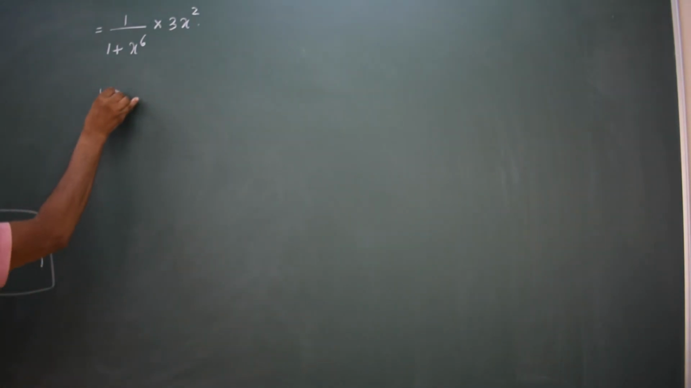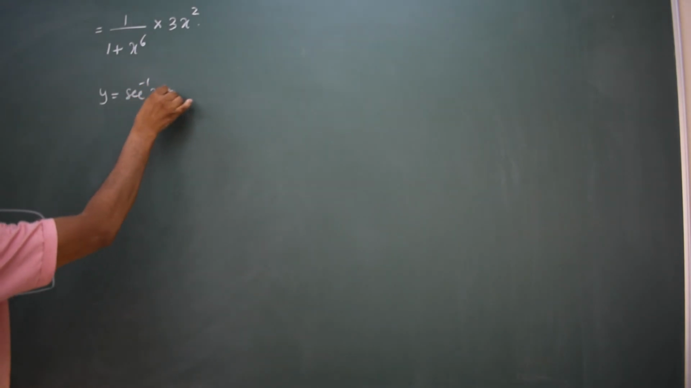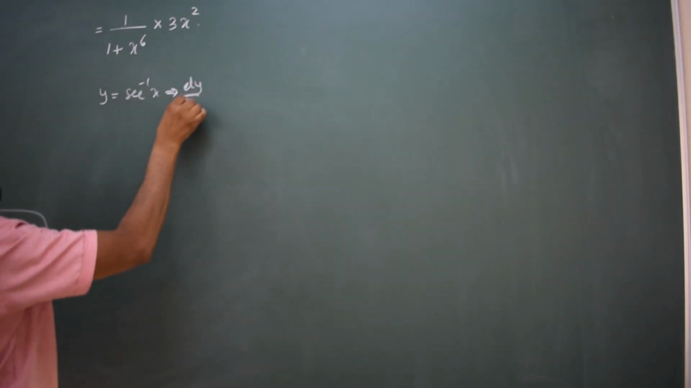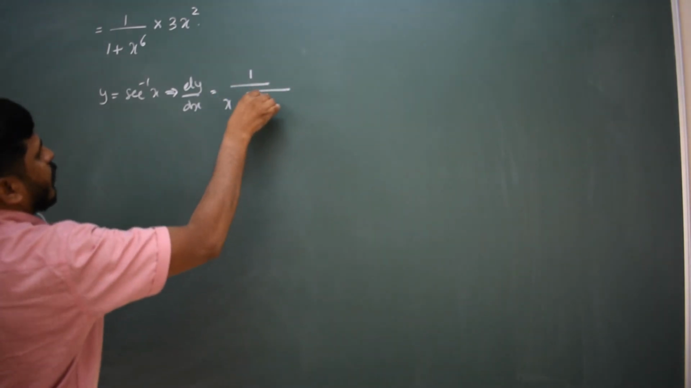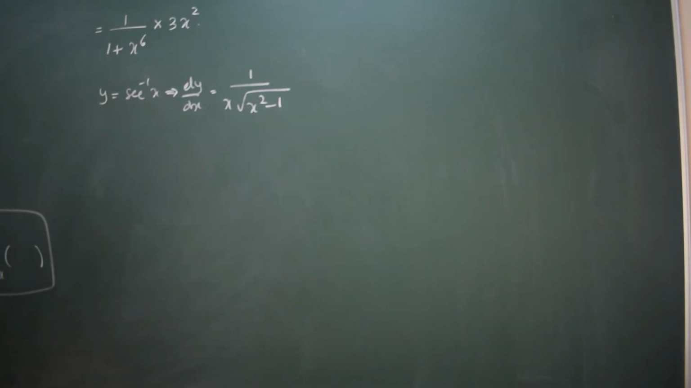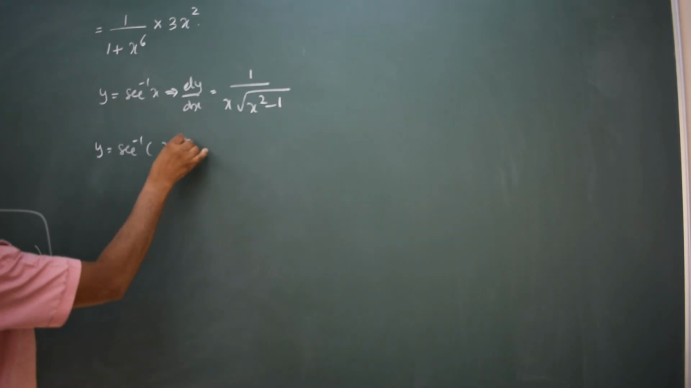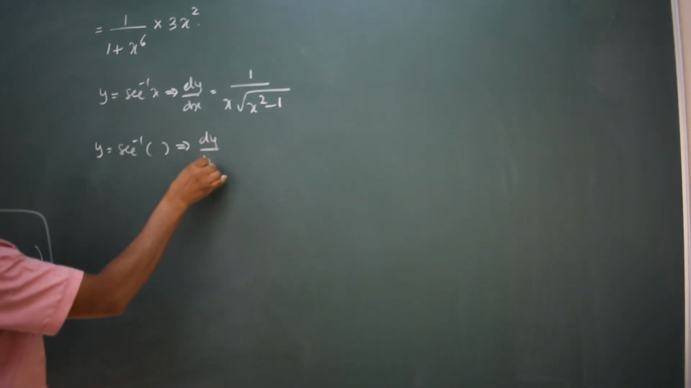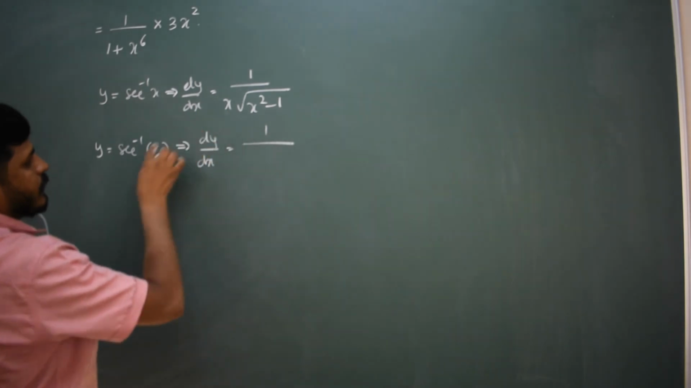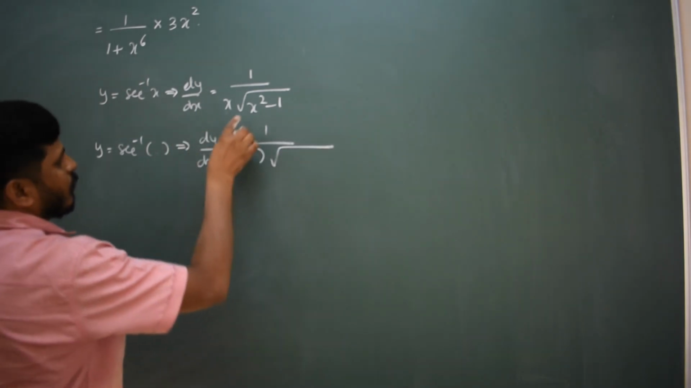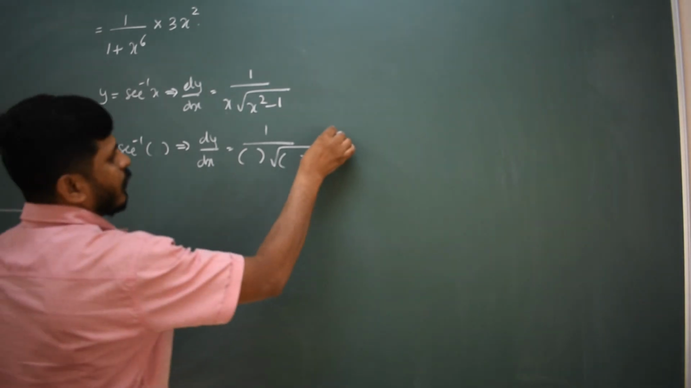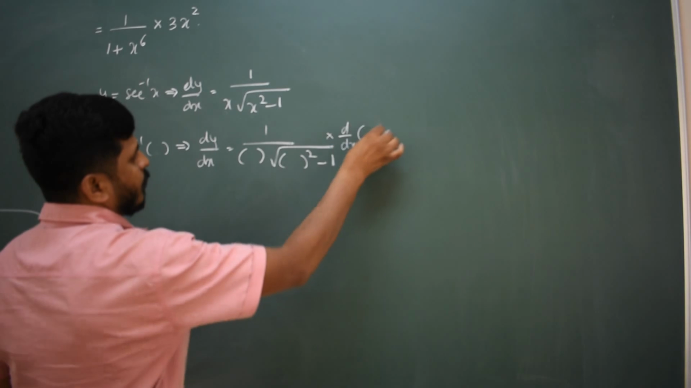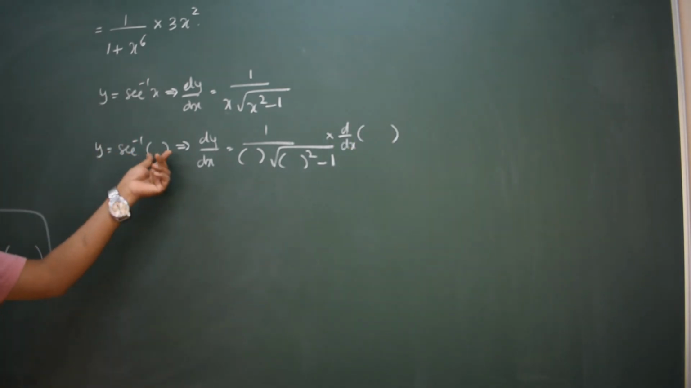Similarly, y is equal to, say, secant inverse x. What is dy by dx? Secant inverse x differentiation is 1 by x into root of x square minus 1. Now read this as y is equal to secant inverse something. What is dy by dx? 1 by, in the place of x I have something, root of, in the place of x I have something, square minus 1, into d by dx of something. Whatever is the input, you have to differentiate that again.